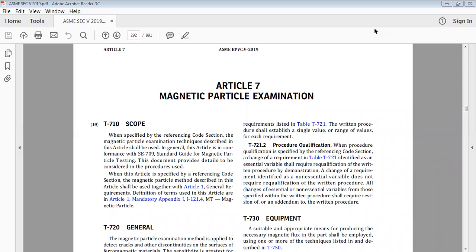Similarly, if there is any discontinuity, there is formation of north and south pole, or we can say flux leakage or field leakage. And in this case, if you are applying iron particles, you will get the indication.